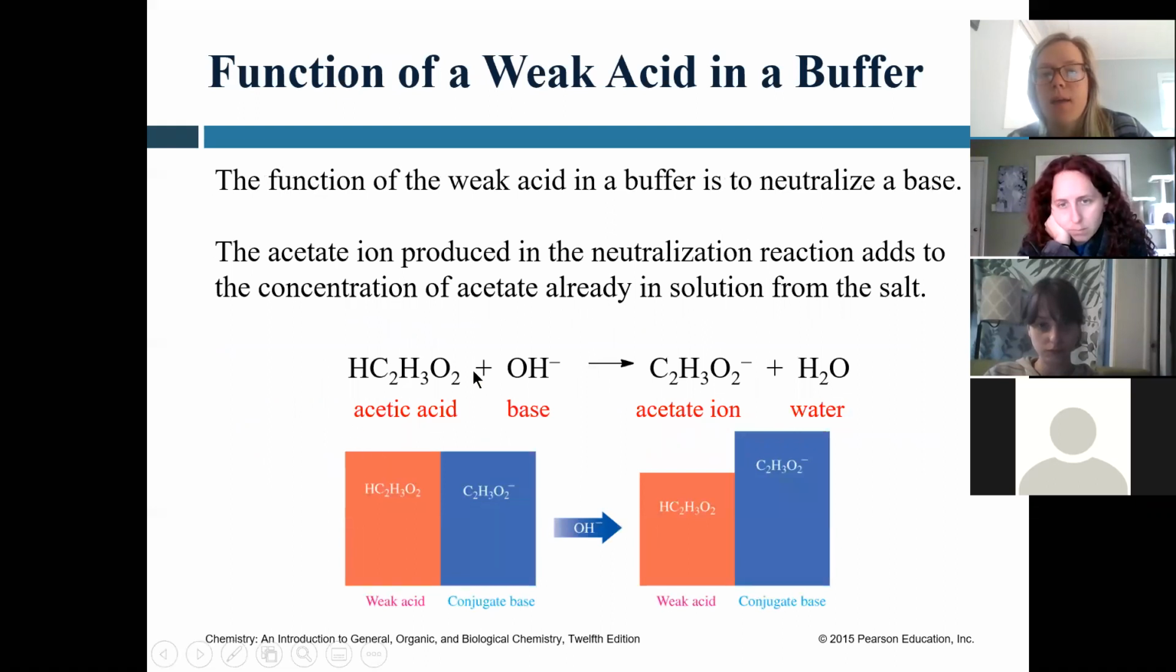So let's say I've got my acetic acid that's floating around in solution and I add base. What gets produced? Well, what will get produced is some of the weak acid and water, which will help to neutralize the addition of the base.